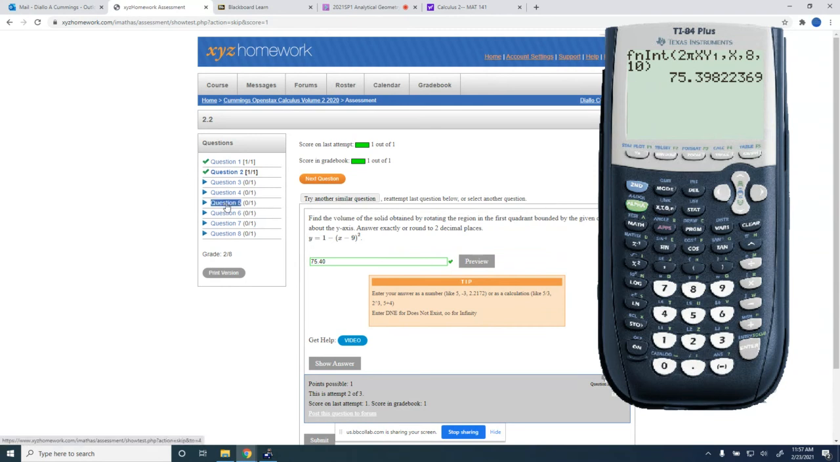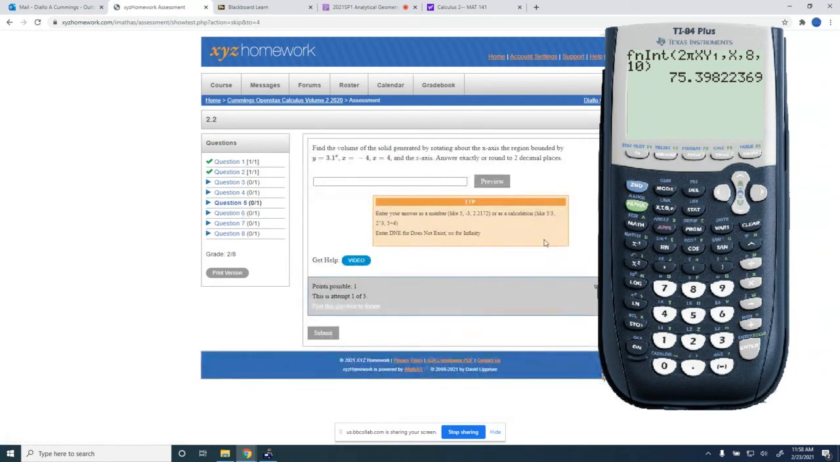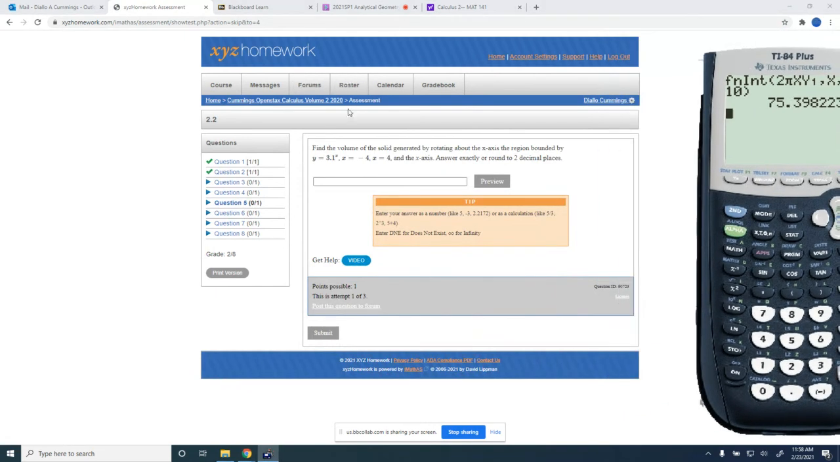Now I'm actually going to skip down to problem number 5. I believe problems 3 and 4 are using the shell method. But once we get to problem number 5, here again, we're asked to find a volume, but we're not given a method to use.